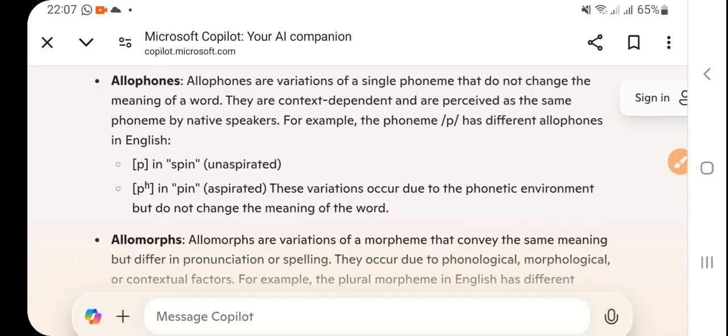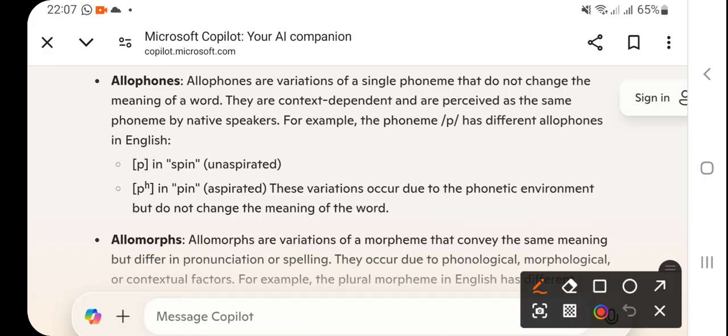Suppose South Indian English, North Indian English, Punjabi English, and that's why in India it is called Englishes. Why? Because of mother tongue influence. Pronunciation of the same word is changed, but meaning does not change. That is allophones, because pronunciation is changed. That's why they are context dependent. What's the context? What's the situation?